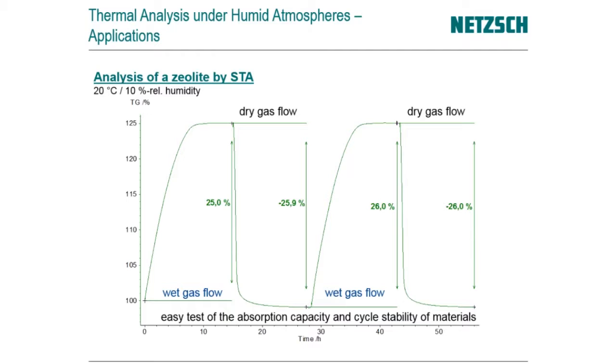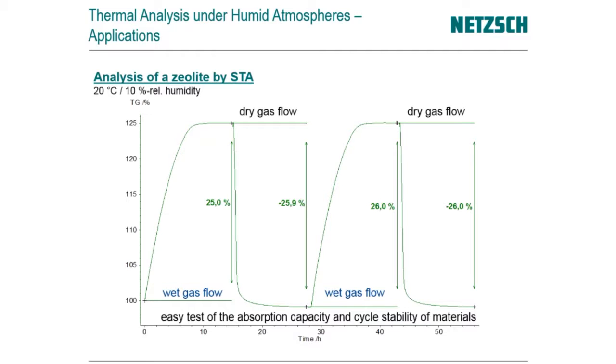The next example comes from the inorganic field. It's here shown analysis of so-called cellulite materials. These cellulites are absorption materials which can be used, for instance, for cleaning of gas flows or just water absorption in certain rooms or areas. What you see here as a test run is a double cycle of this material under wet gas flow and dry gas flow at constant temperature.